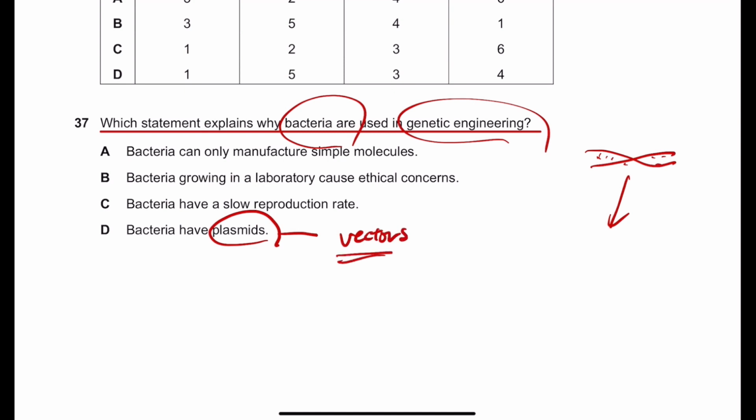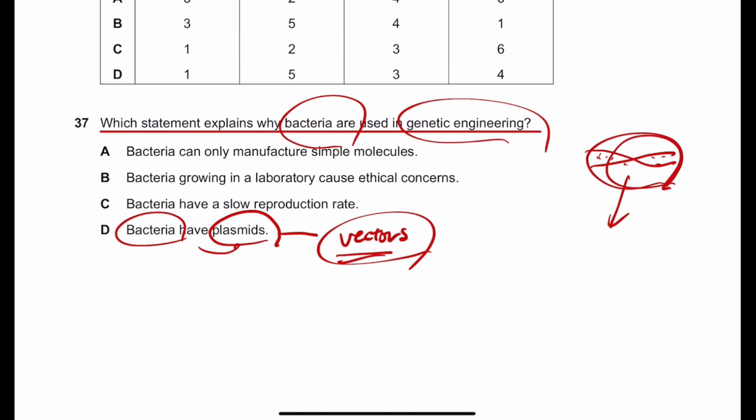Vectors are the things that transport or transfer genes from one place to another. And since bacteria have plasmids that act as vectors, we can safely and efficiently transfer genes from one species to another. So D is the right answer.